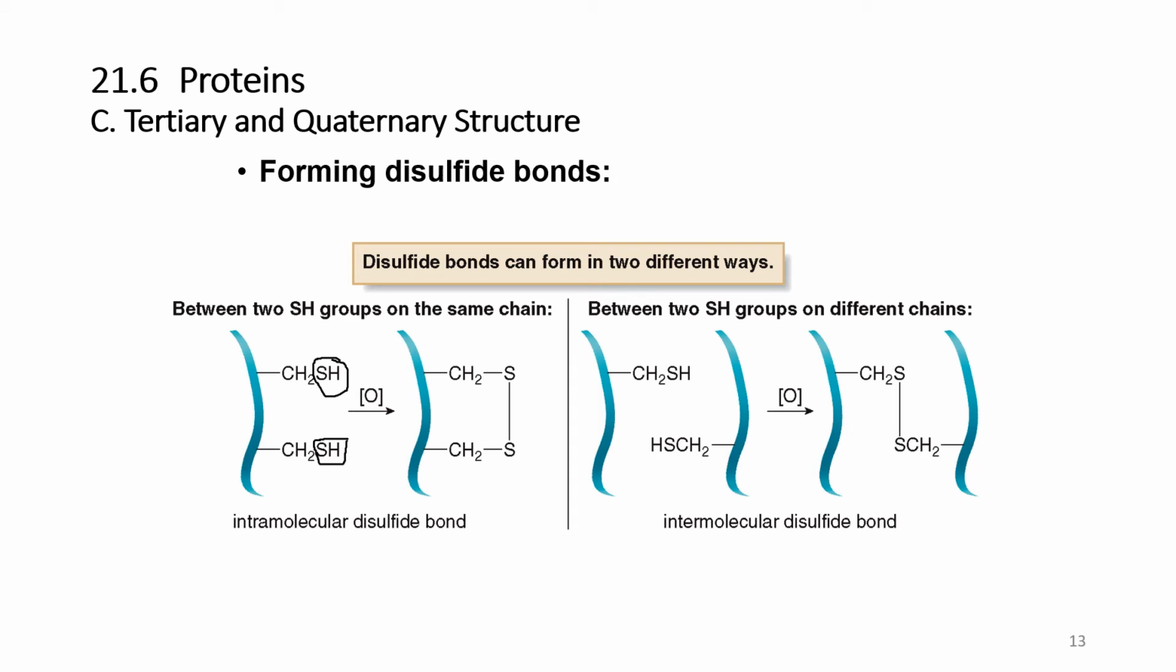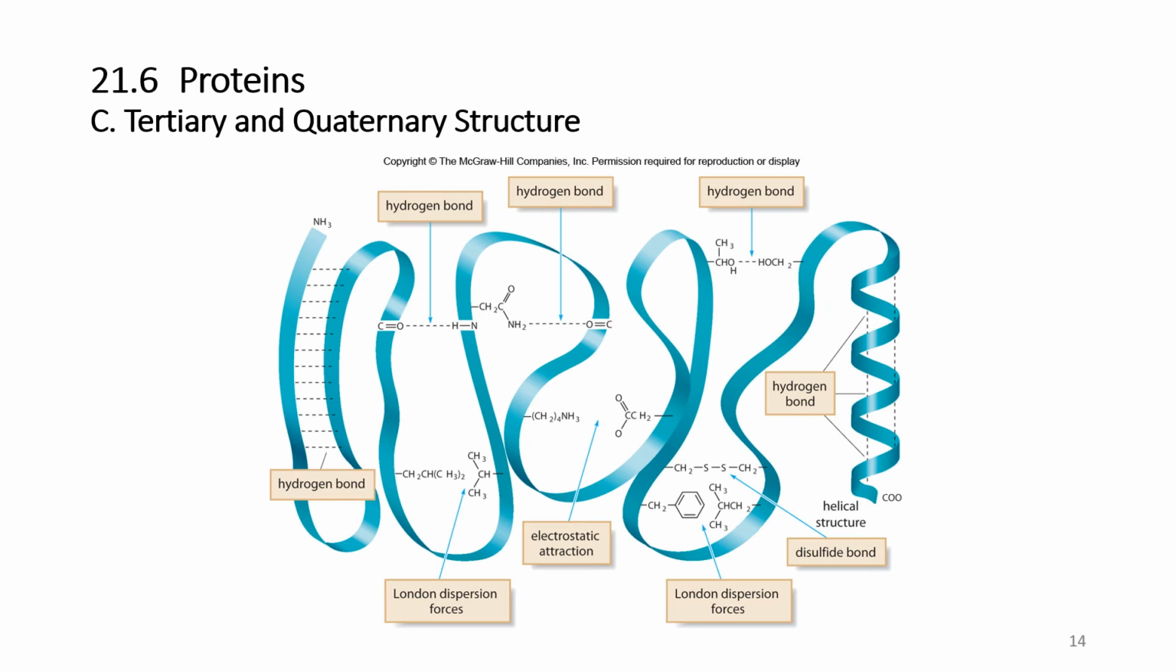And when this is exposed to an oxidizing agent, we can get the development of a covalent bond here between those two sulfurs within the same polypeptide. Or we can have the interaction of the sulfhydryl groups, another word for that is thiol, between two different chains. Okay, so these are different polypeptide chains. So this is an intramolecular disulfide bond, and this is an intermolecular disulfide bond. But both have the formation of that sulfur to sulfur covalent bond.